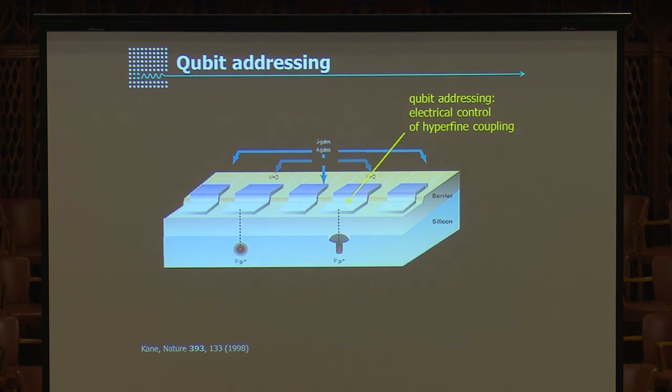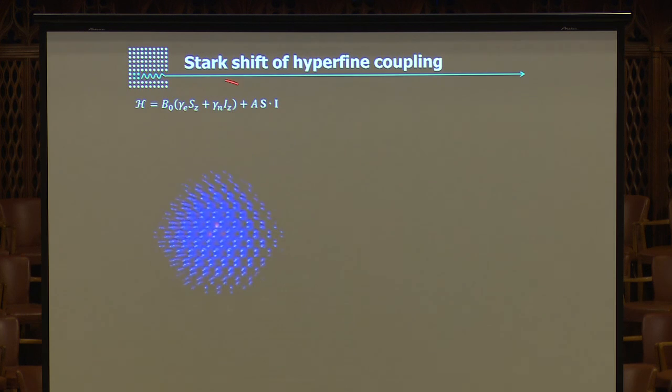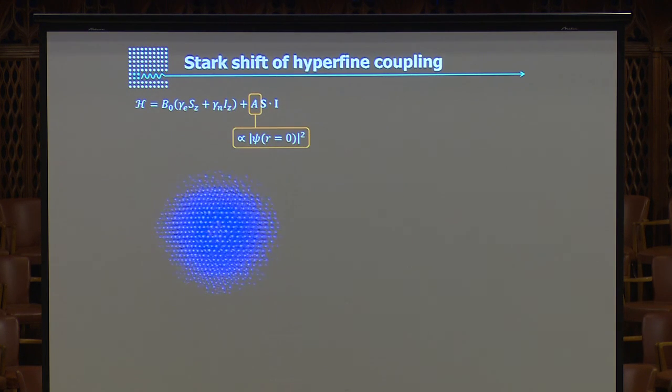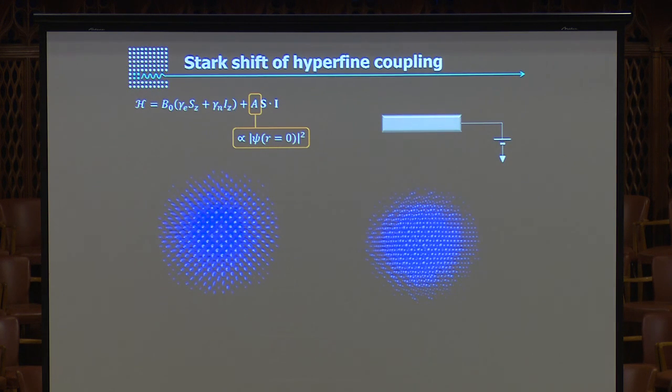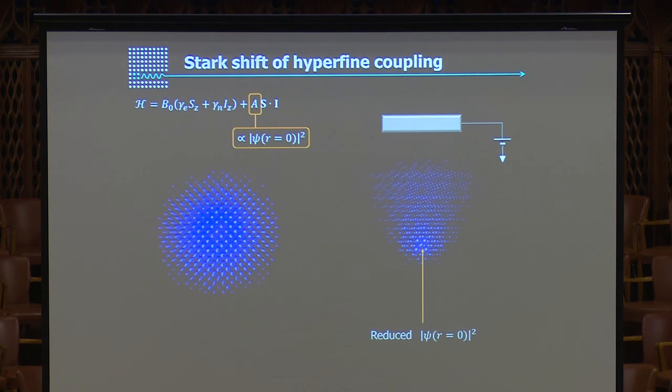All right, how do you address individual qubits once you have 1 million of them and they're all identical? Again, this was already in the Kane paper. The idea is to electrically control the hyperfine coupling. So your spin Hamiltonian is this one, and it contains this A S·I, which is the electron-nuclear hyperfine coupling term, which is basically proportional to the modulus square of the electron wave function at the nuclear site. So imagine you now have an electrostatic gate above your donor, and you can apply a positive voltage. You can suck up the electron wave function and therefore change the value of the electron overlap at the nucleus.